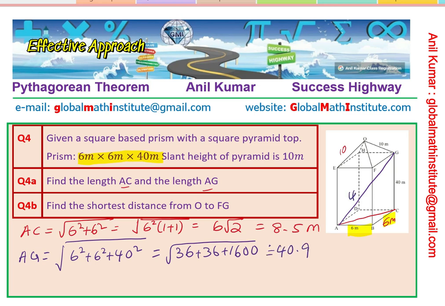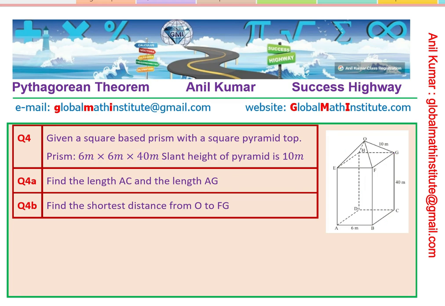So we get this length of 40.9. So let me write the length as 8.5 meters and 40.9 meters. Correct. Now let's do part B on a separate page.